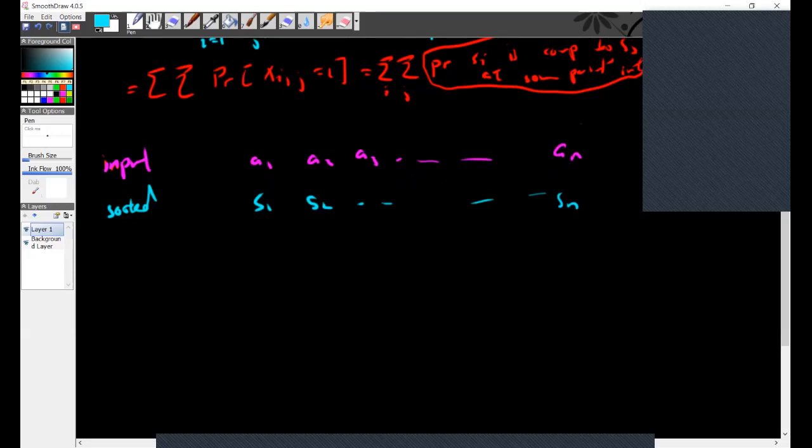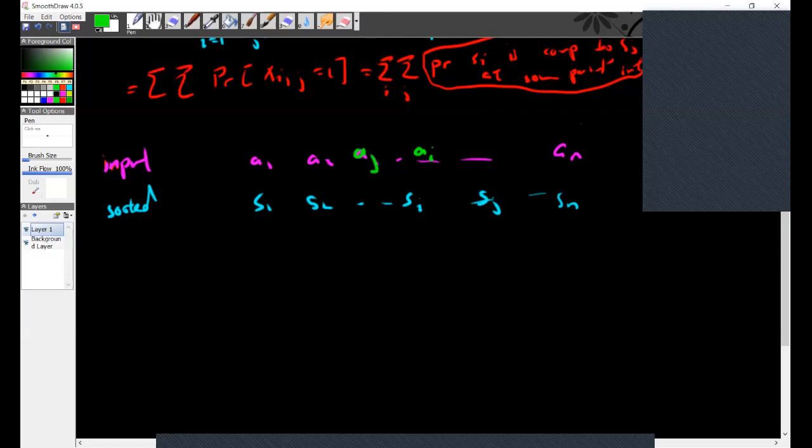Now let's ask ourselves, when is Si compared to Sj? There's going to be an Si somewhere and an Sj somewhere, which corresponds to, let's say, some Ai and some Aj. So it has to correspond to some, let's make that green, some Ai and some Aj somewhere.